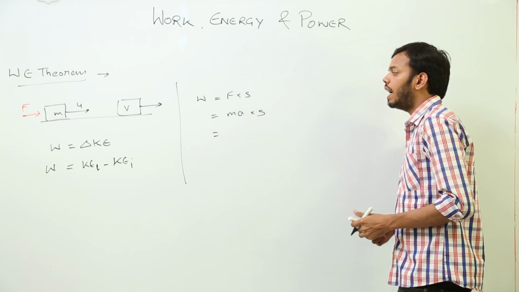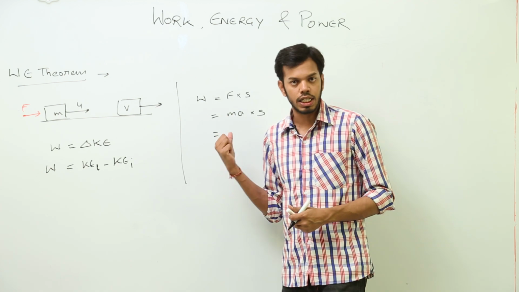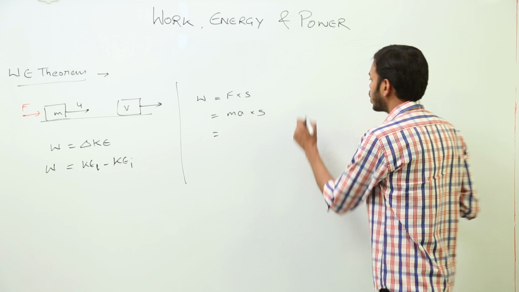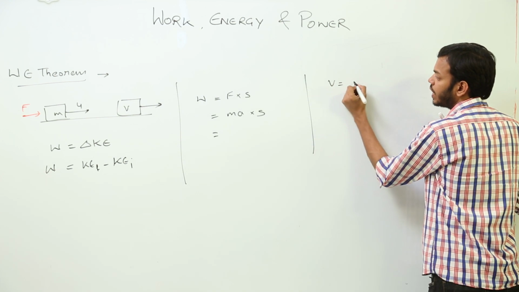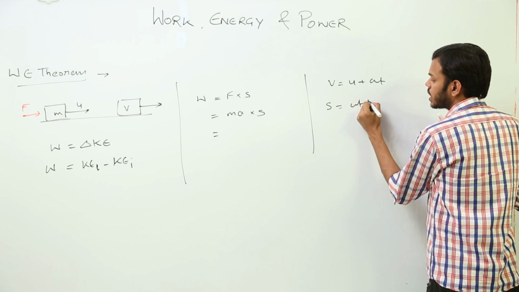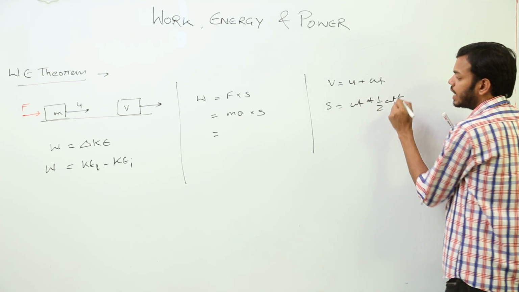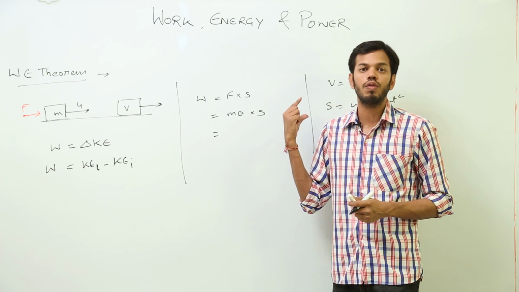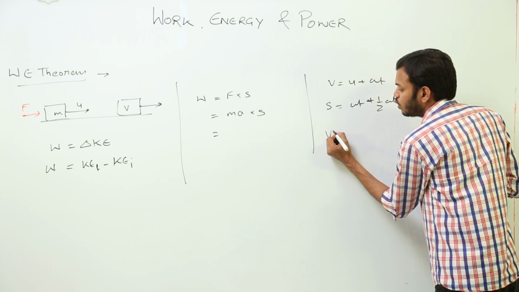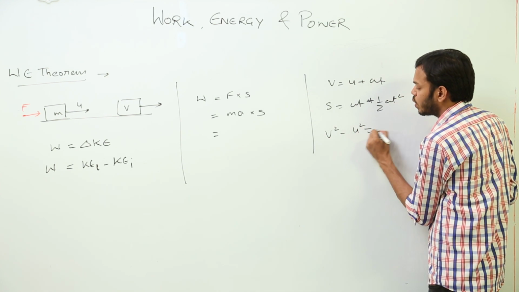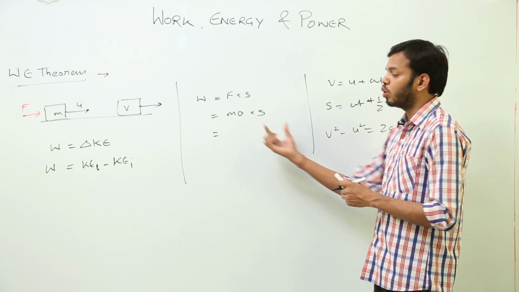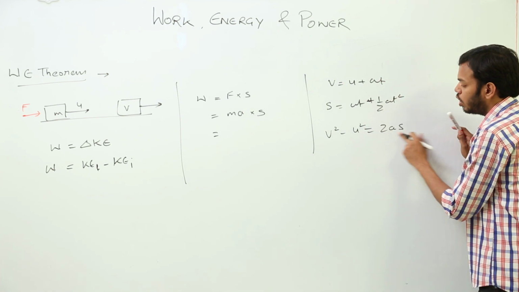Now either I have to put the value of a or s from already known equations of motion into this equation. What are the equations which we know? We have v is equal to u plus at, and s is equal to ut plus half at square. We are going to reject these two equations because we do not have the value of time. So we are going to use the third equation, which is v square minus u square is equal to 2as. I can take out the value of a or s or both here. So I am taking the value of both here.